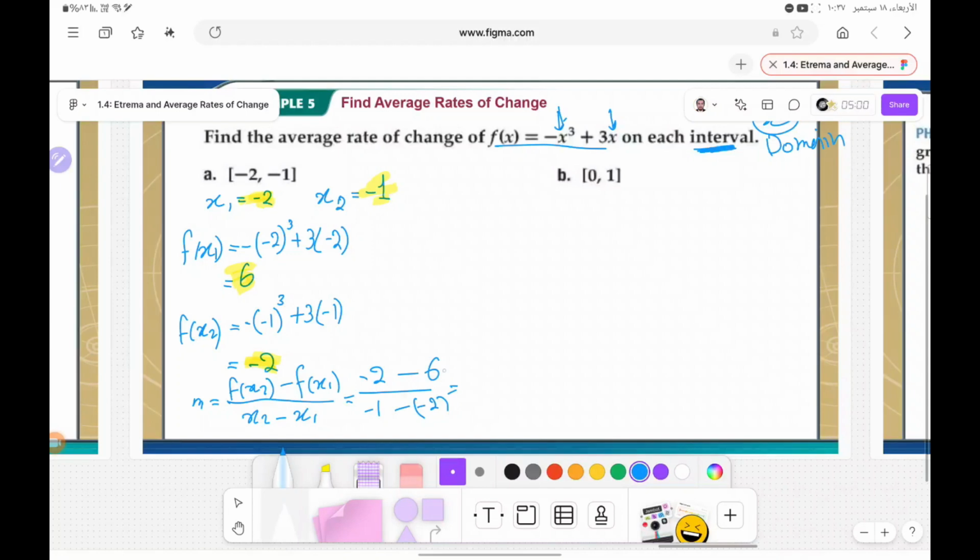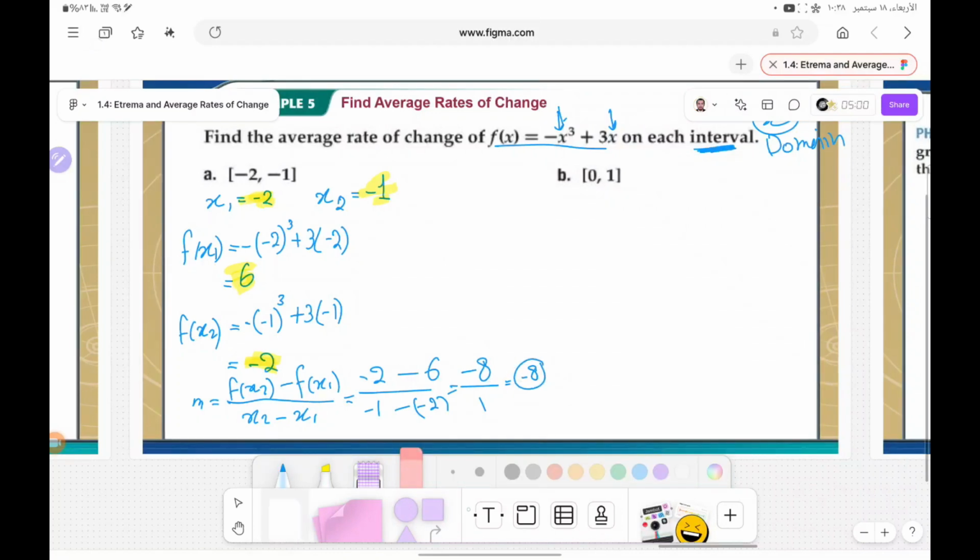So now -2 minus 6 is equal to -8. Then here, -1 minus -2: negative with negative becomes positive, so -1 plus 2 is equal to 1. So the answer is equal to -8. Okay.